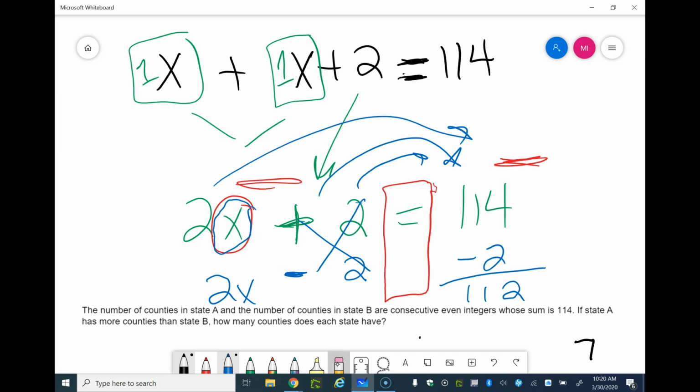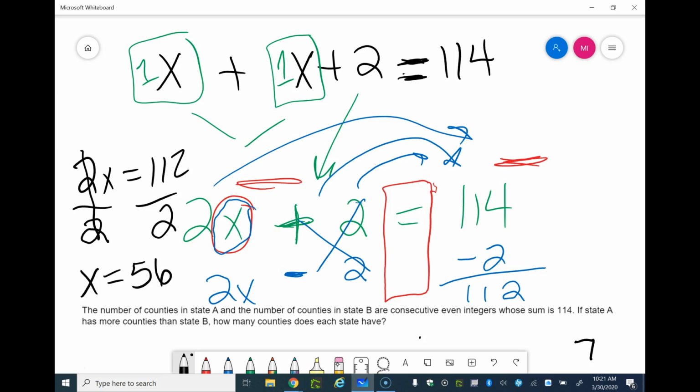So I'm going to create a little bit more room in the problem. Actually, I'll just do it off to the side. 2x is equal to 112. And if we do that, how do we get rid of the 2? Because these two are being multiplied together, we're going to do the opposite, which is division. That way these cancel out, leaving us with half of 112, which is 56. So 56.